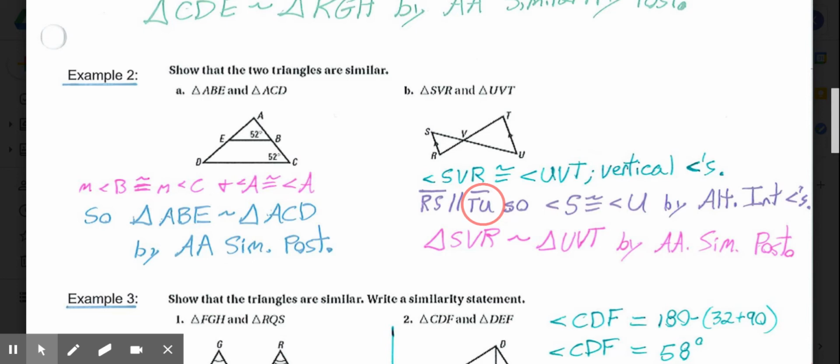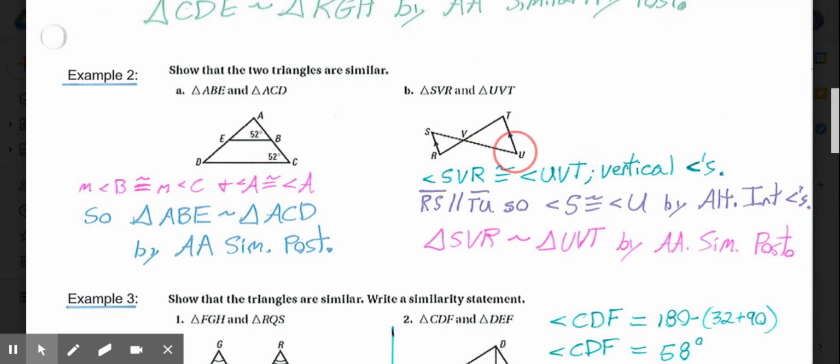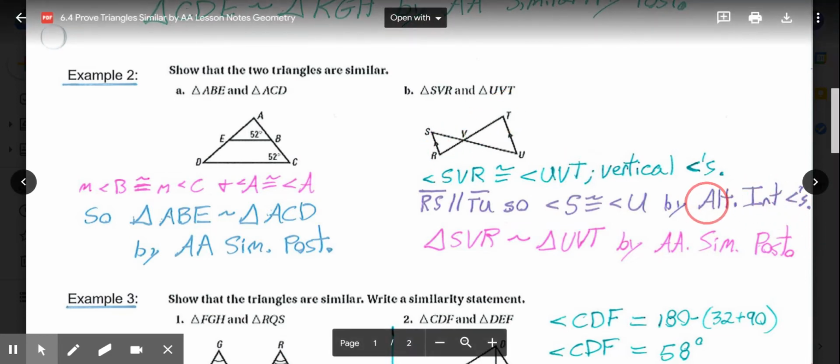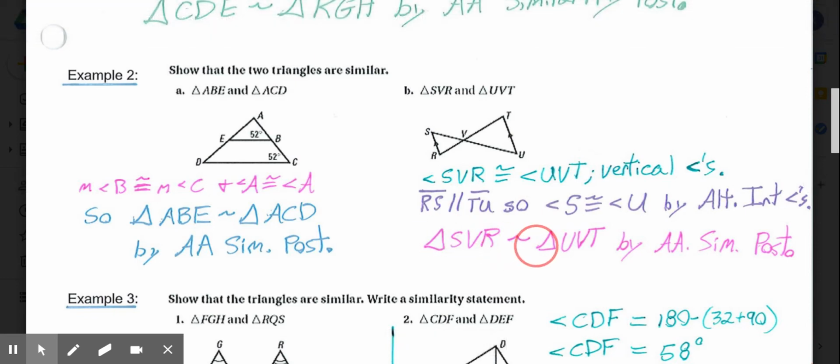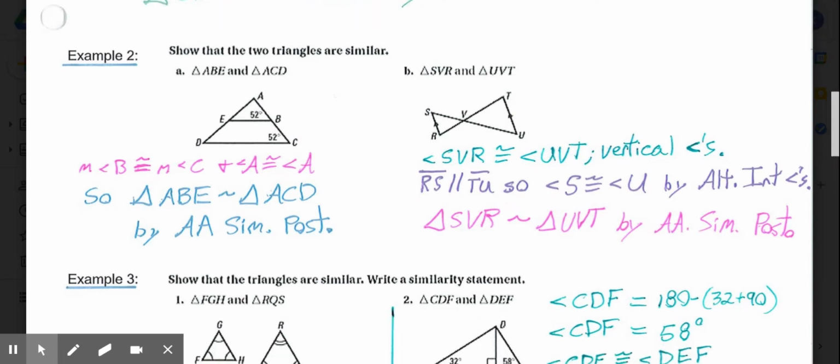That allows us to use alternate interior angles to say that S and U are congruent. We also could have said that T and R are congruent because of alternate interior angles. Once we had that, we have two angles being congruent. So triangle SVR is similar to UVT by the angle similarity postulate.